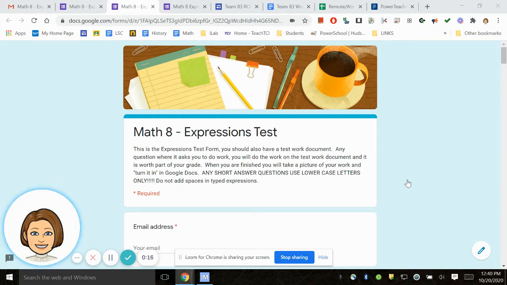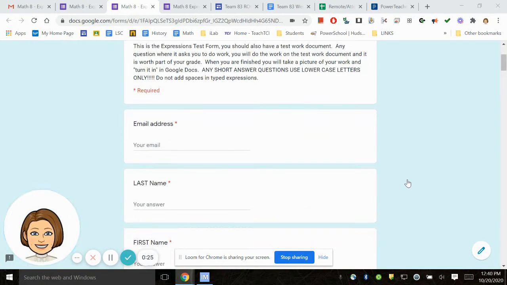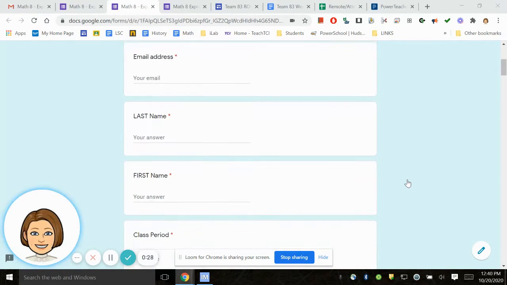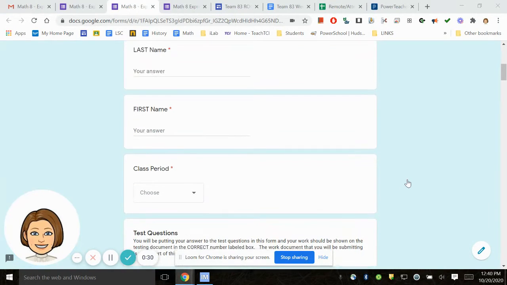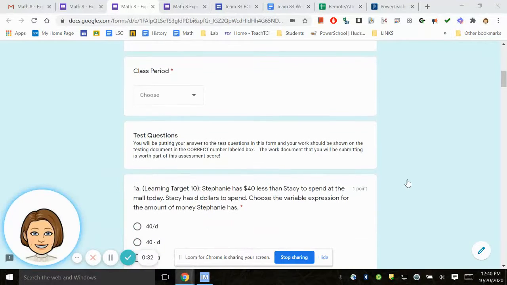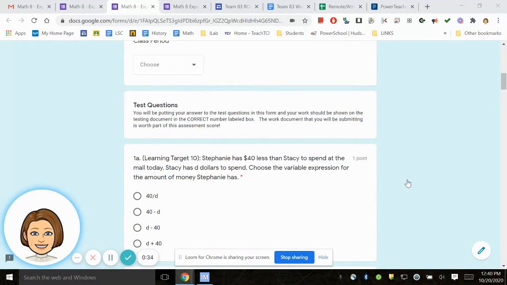Any short answer questions, please use lowercase letters only. Do not add spaces in typed expressions. Your email address, last name, first name, choose your class period, and let's begin the test. Test questions. You'll be putting your answer to the test questions in this form, and your work should be shown on the testing document in the correct numbered labeled box. The work document that you'll be submitting is worth part of this assessment score.